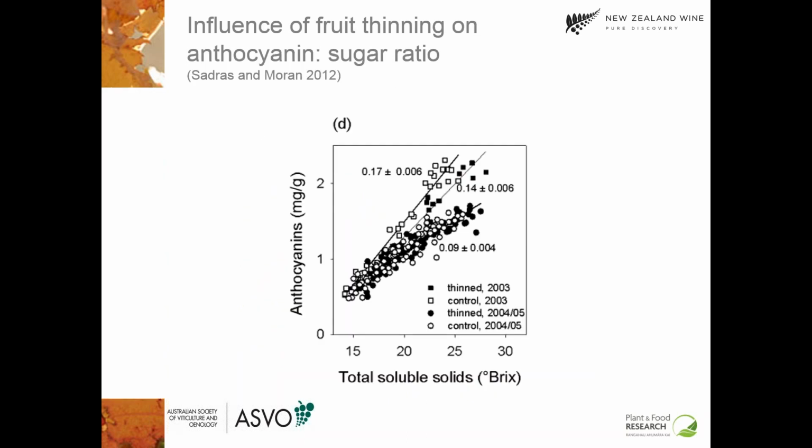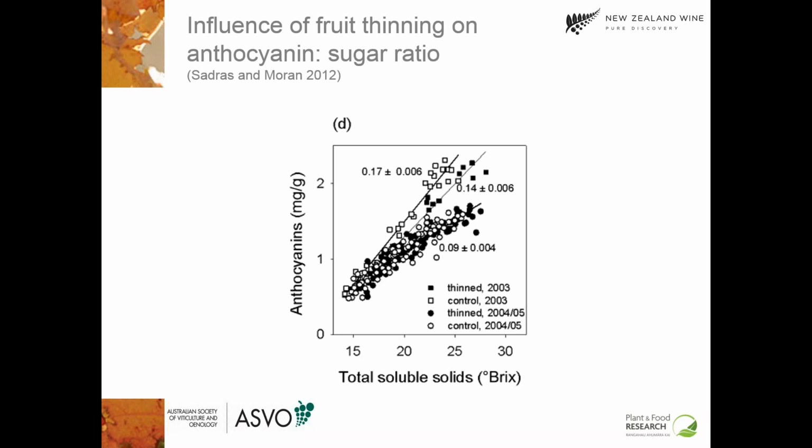Moving to Australia now, some of the work that Victor Sadras has been doing looking at anthocyanins, and this is from a paper that he published in 2012. Again, you can see that the unthinned vines here, the control, got higher anthocyanins at the same soluble solids, in contrast to the thinned vines here. Lower crop load results in lower anthocyanins.